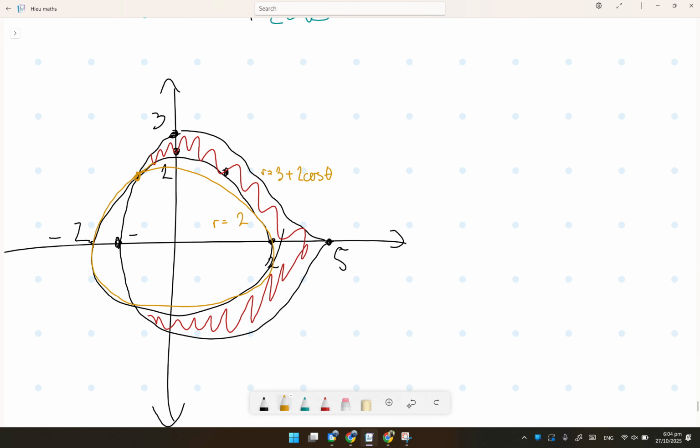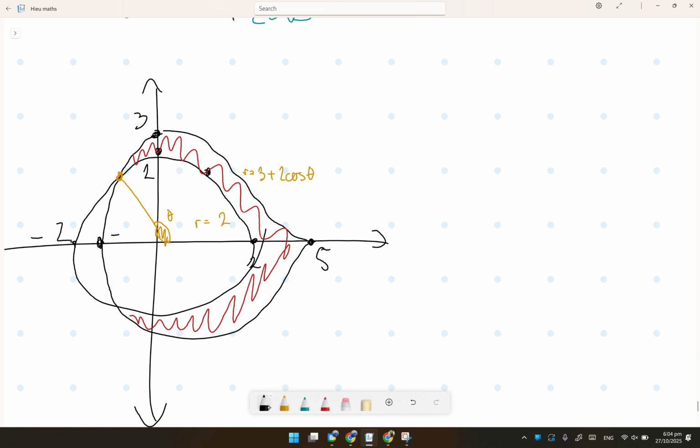So we have to find the angle through which they intersect and only integrate to that angle, and that angle would be here in theta. So let's figure out that angle. We need to equate these two graphs to find the intersection angle. So 3 plus 2 cos theta is equal to 2, because r equals 2 and r equals 3 plus 2 cos theta, so I just put r1 equals r2, and that gives me 2 cos theta is equal to -1.